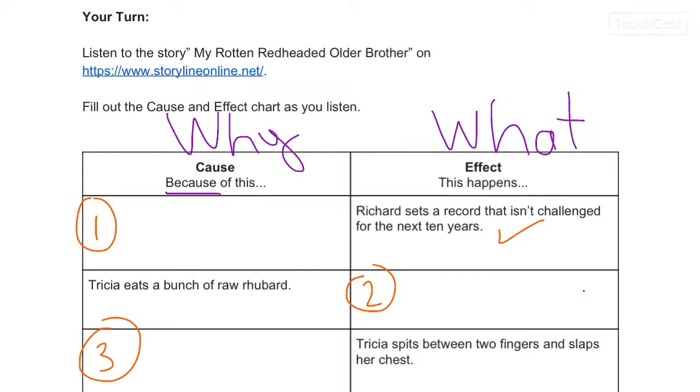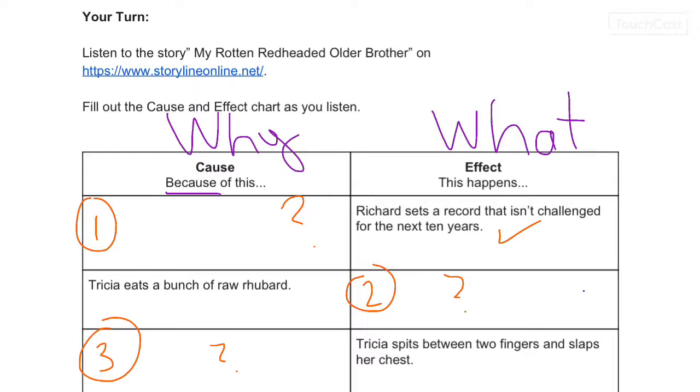For the number two, I give you the cause. Trisha eats a bunch of raw rhubarb. And I want to see what happened before that. Like, why did she eat that? Something happened. And then I give you for number three, Trisha spits between two fingers and slaps her chest. She did that. Why did she do that? So those are the three question marks I'd like you to find.